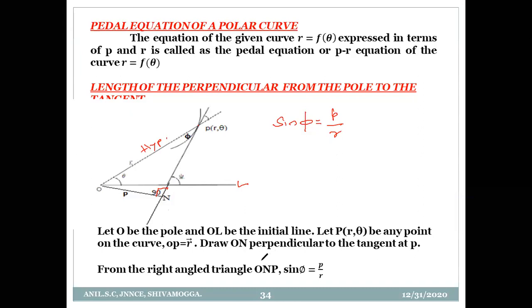From the right angled triangle ONP, sin phi is equal to P by R. This can also be written as P is equal to R into sin phi. This is the length of the perpendicular. The length of the perpendicular from pole to the tangent P is given by P is equal to R sin phi.